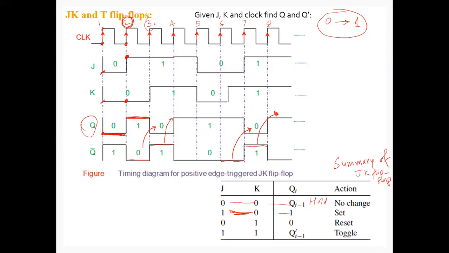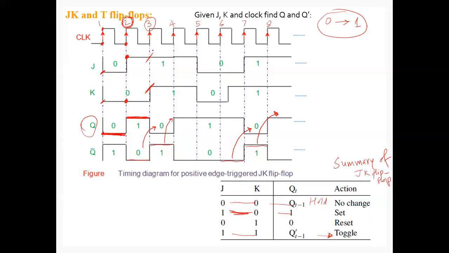Then right here at location 3, what is your J? 1. What is your K? 1. So when K is 1 and J is 1, then what happens? Toggle. Okay, now to understand toggle, we have to do the Q bar also, okay?